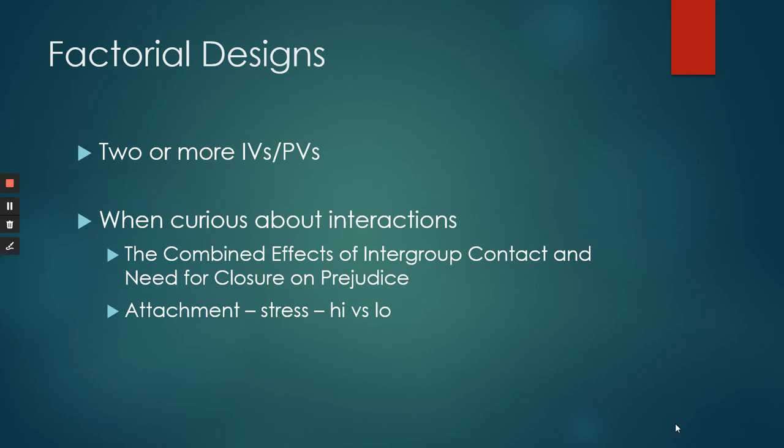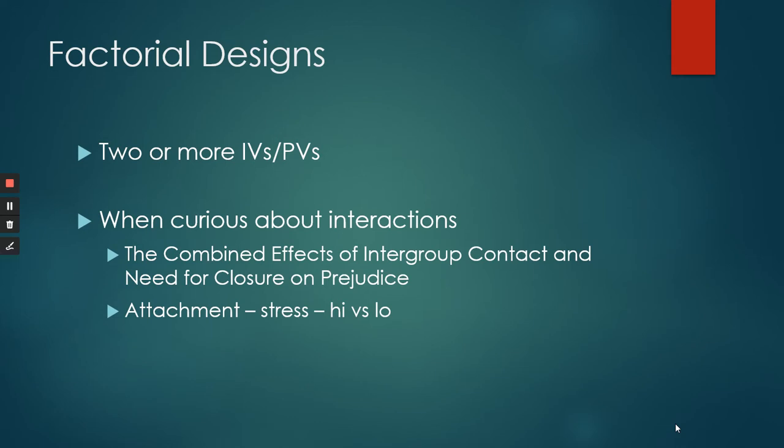And I don't know from this title whether it's an IV or PV. It could be an IV. You could set up and manipulate situations where people interact with other people from other groups and then see the impact on prejudice from that manipulation. Or it could be a PV if they're just studying how much people have intergroup contact just in general in their lives. And then the other variable is need for closure. I'd say that need for closure in this case is almost definitely a predictor variable.